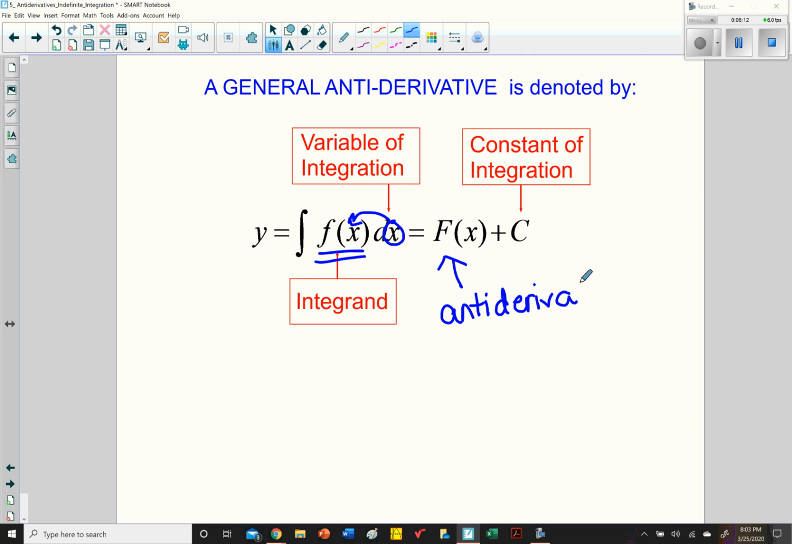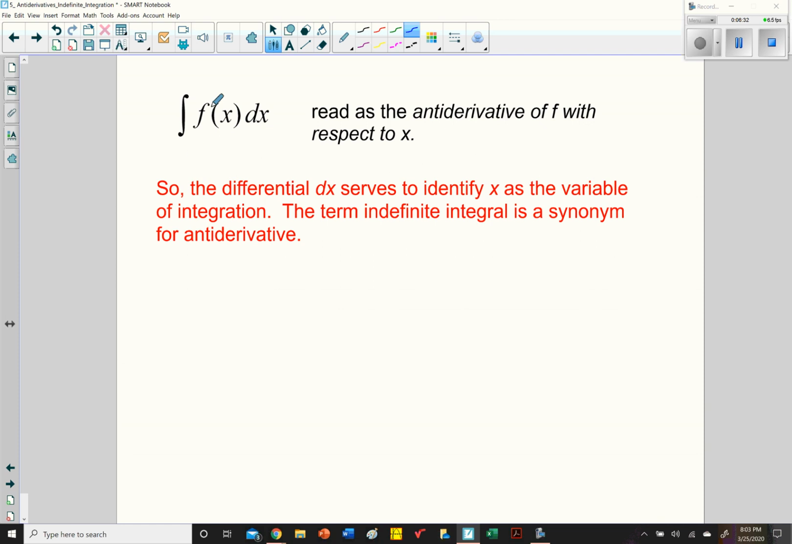If you think about taking the derivative of capital F, we'll get f prime, which is the same thing as lowercase f in this example. And the derivative of a constant is 0, so that just goes away. So we read this notation as the antiderivative of f with respect to x.